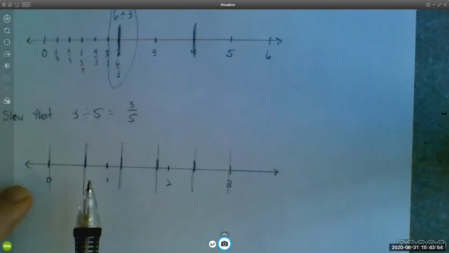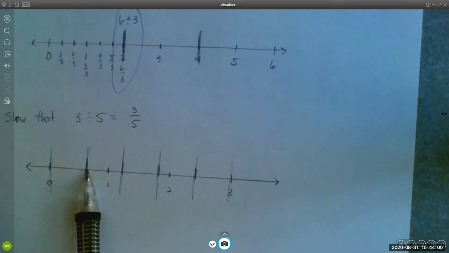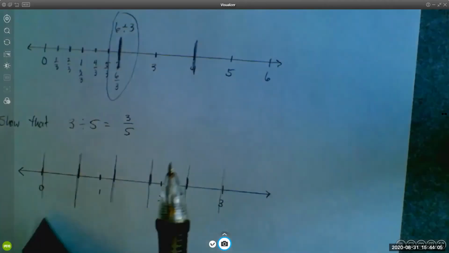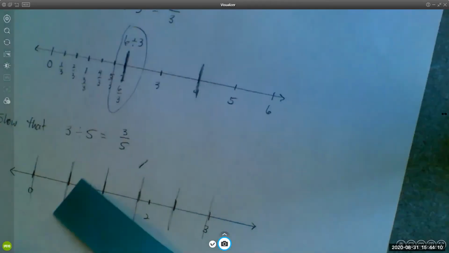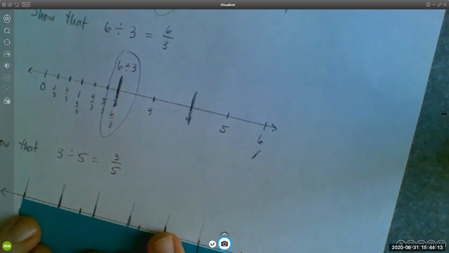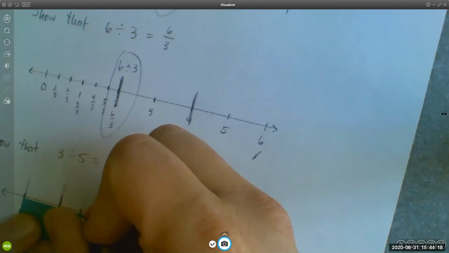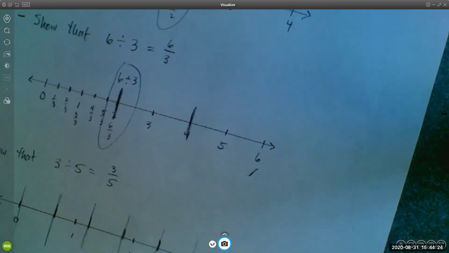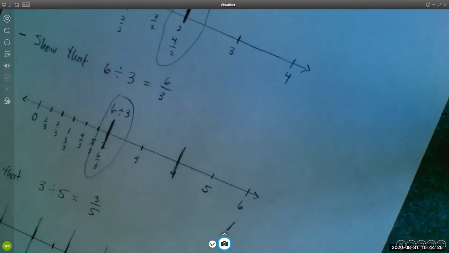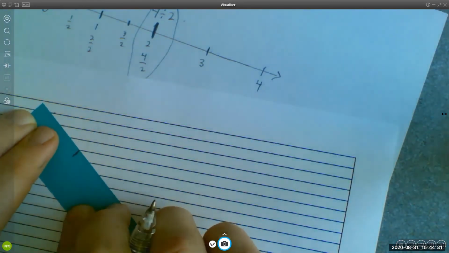To prove that, we need to split the space between 0 and 1 into 5 parts, and then make sure that this lands on the third of those 5 marks, right? So let's do it. So I'm going to mark my unit on my fraction ruler. So there's 1 unit. And then I want to divide that unit into five parts. 1, 2, 3, 4, 5.